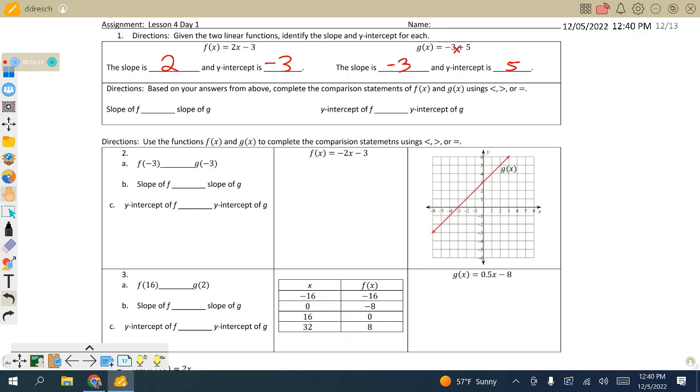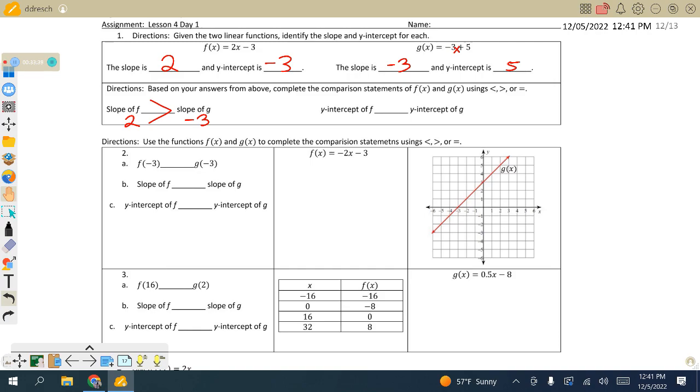Now the next question says, based off that, let's compare the 2. The slope of f compared to the slope of g. 2 compared to negative 3. So that's what you need to do on that test and quiz and the final. Get that information, then compare 2 to negative 3, and that is, yep, greater than. You're going to select greater than from the drop down menu.